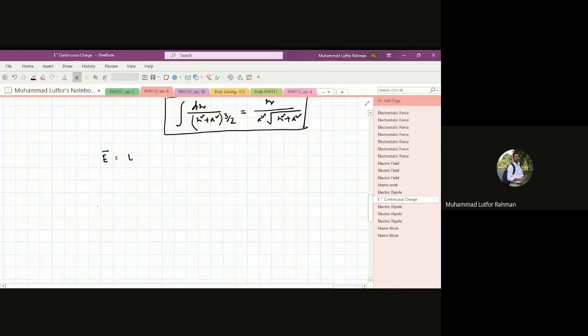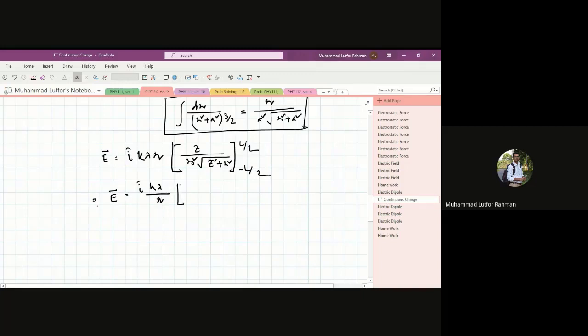E would be i hat k lambda into x. It would be z divided by x square into square root of z square plus x square, from minus L by 2 to plus L by 2. Right, now x is constant, only variable is the z, right? I can factor out this x square from there. If I do that, I'll find i hat k lambda divided by x, because one x will be cancelled out.